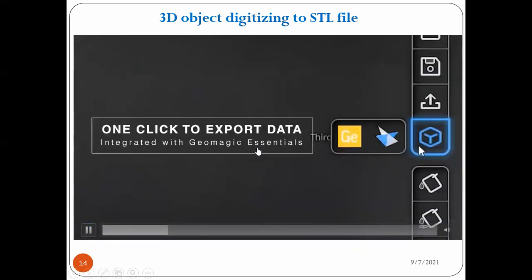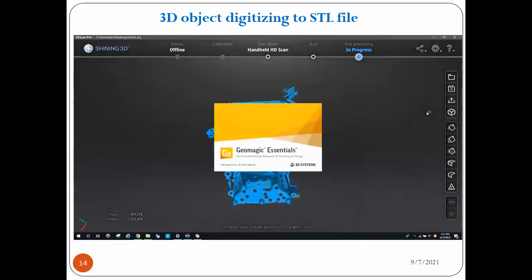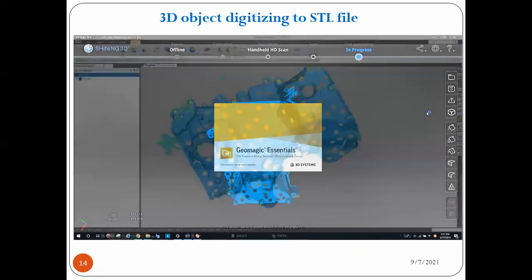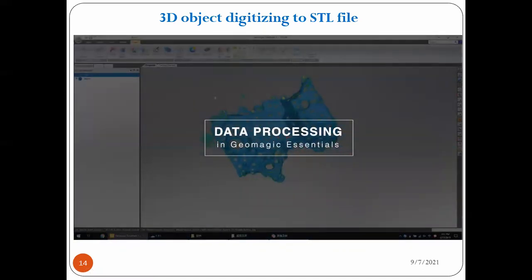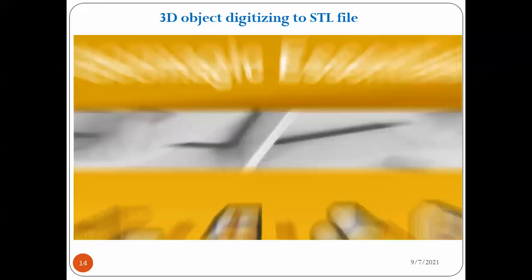That watertight model we are going to make in the Geomagic software. The entire point cloud data is exported to the Geomagic software. In this Geomagic software, you can make the watertight model.